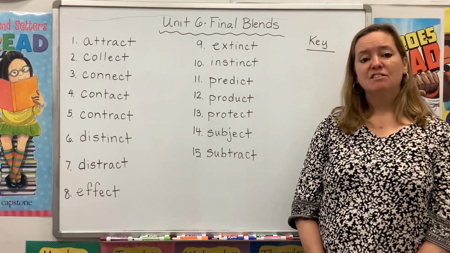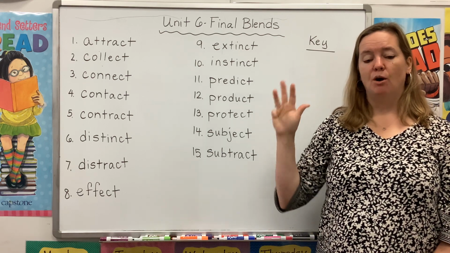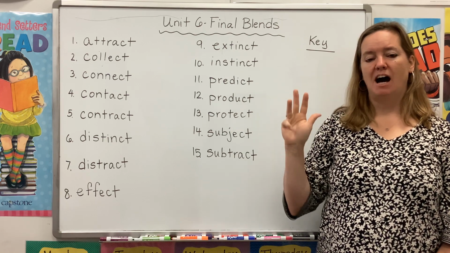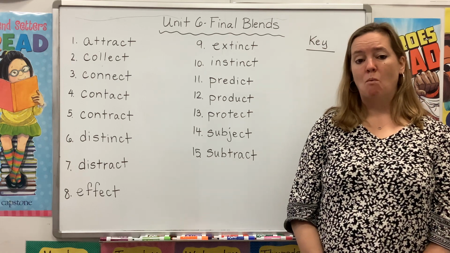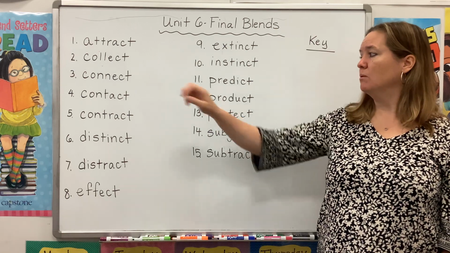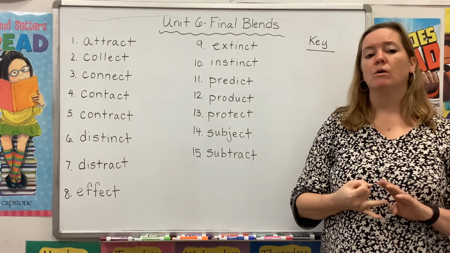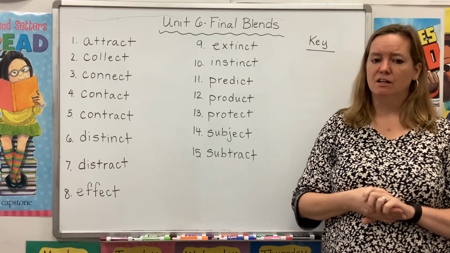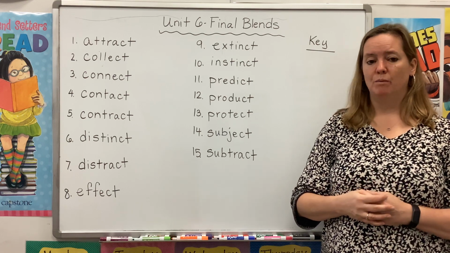All right, so for the last 5 weeks, we focused on short vowels, A, E, I, O, and U, and their short vowel sounds. Before we move on to long vowels, I want to spend one more week looking at short vowels, but you'll notice this week all of our words end with a blend, specifically the CT blend or the NCT blend. I chose these because I think they're a little bit trickier for a lot of kids.